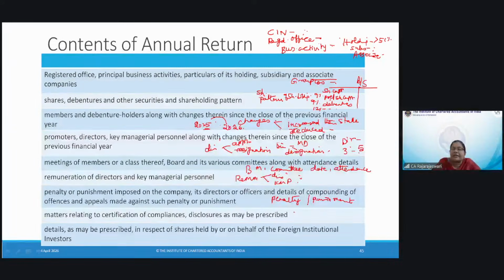Then whatever we have got, the certification of compliances, disclosures. When I say disclosure, the directors will also disclose their interest in another company. So if A is a director in this company, and suppose A has a partnership firm in which he is a partner, that should be disclosed. Then ABC Limited, if it enters into a transaction with A firm, that should be disclosed. That comes as a related party transaction. So any transaction with the related party should also be disclosed.